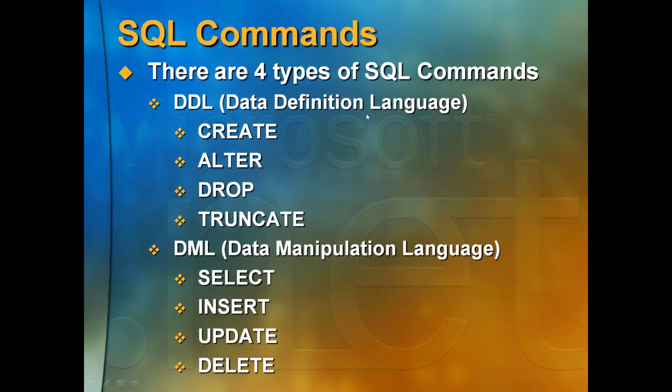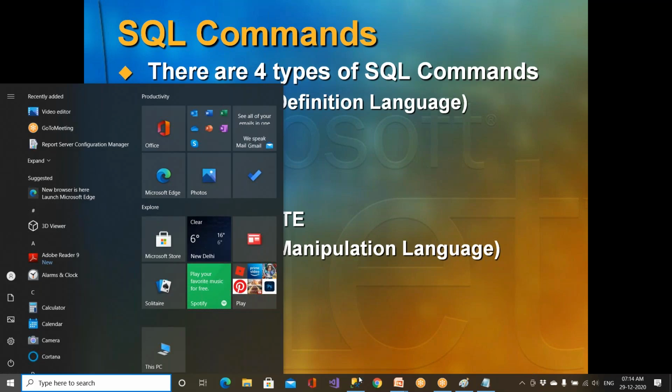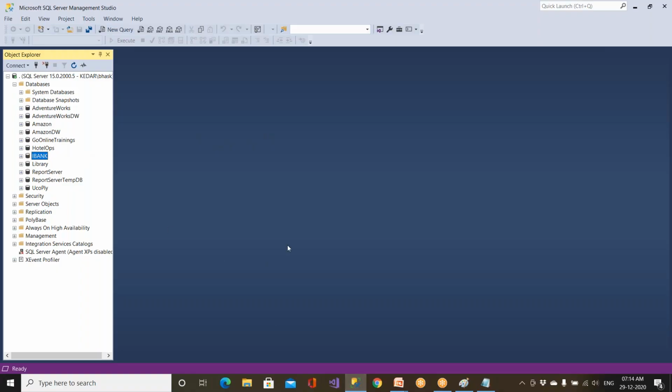Data definition means you need to create an object. Clear? So what did we create? We have created a database and we also deleted or dropped the database. Clear? So now you can create it again if you want to.